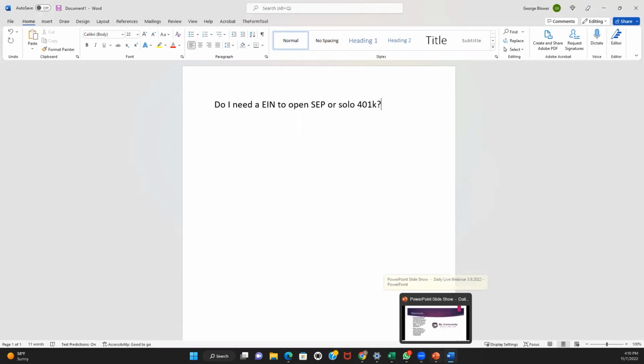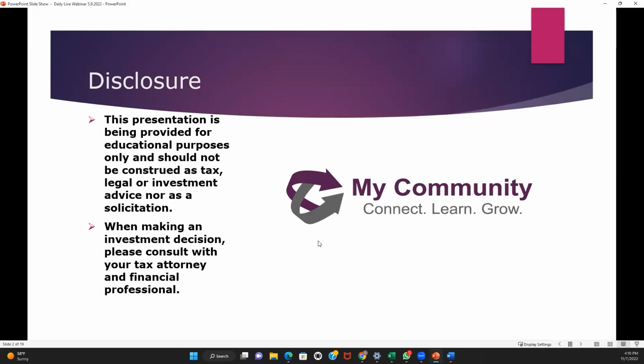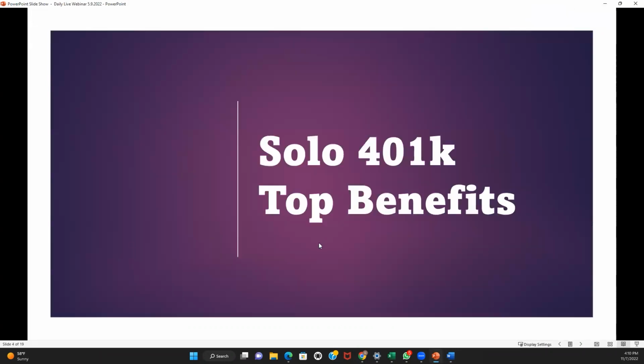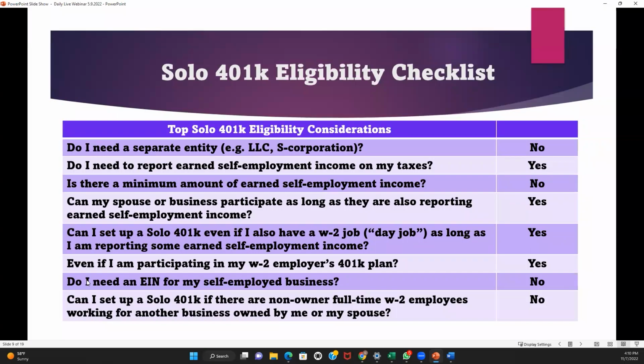And this question is a great question. It's actually answered in some of our slides here. So the first question is, do I need an EIN to open a solo 401k? We're going to assume we're focused on the solo 401k. And that goes to eligibility. So a solo 401k is for an owner-only business with no full-time W-2 employees. Do I need an EIN for my self-employed business?